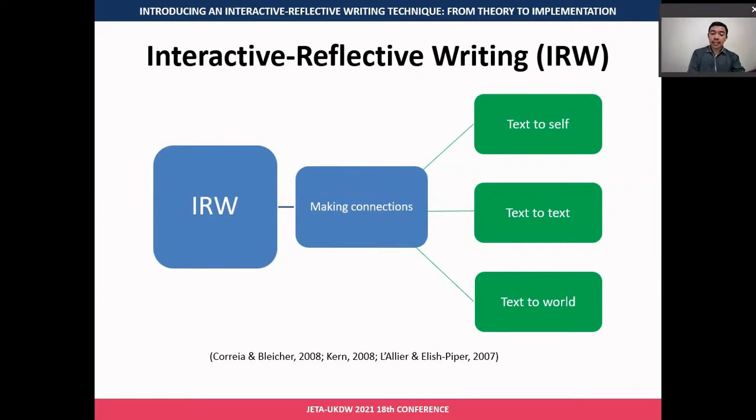Then, in connecting text to other texts, we can think about how the books we read are related to other sources, for example, journal articles and magazines that we have also read previously. Then, in connecting text to the world, we can ask if the readings can remind us of families, some famous people, events in our lives, and what is going on in the world outside the school.